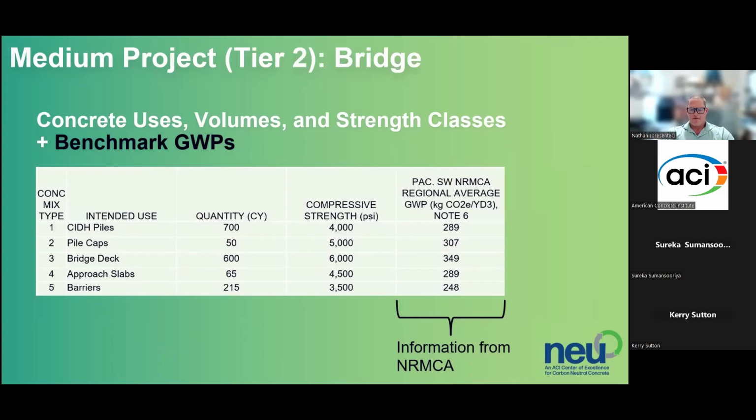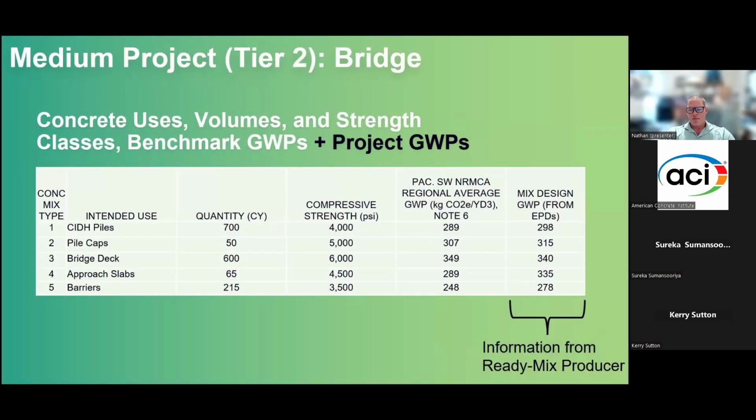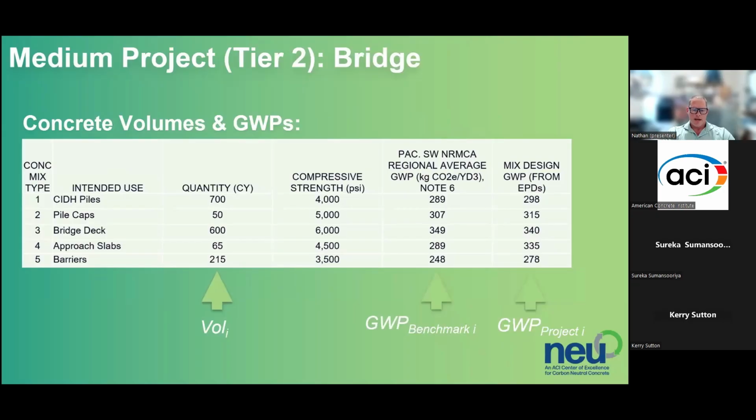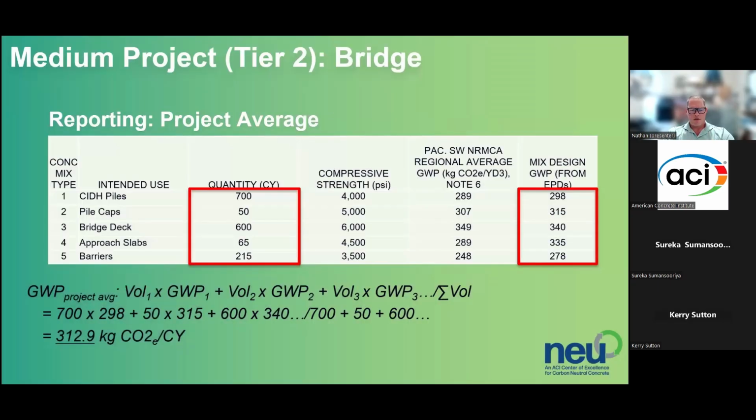Next up, we'll take a look at information from the National Ready Mixed Concrete Association, the Pacific Southwest regional average GWP values. And to that, we would add project GWP values, this information, again, from the EPDs that come from the ready mix producer. And so in code terms, we have the individual volumes, the individual benchmark GWPs, and the individual project GWPs. So we're good on that front. Then we've got a little bit of math to do to figure out what the GWP project average is.